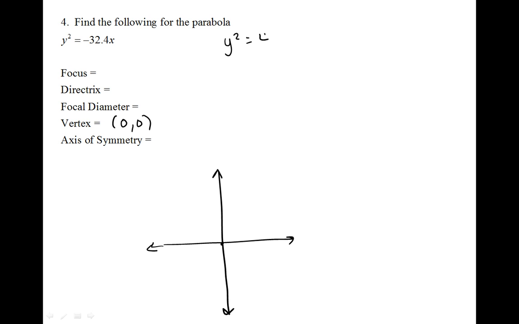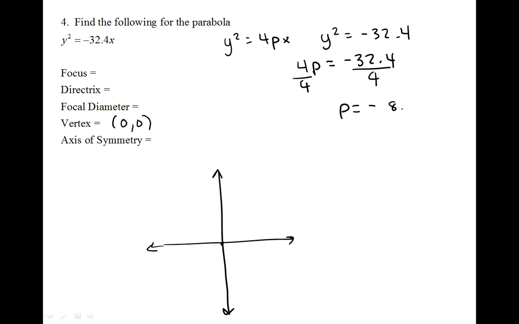y squared equals 4px. And we have y squared equals negative 32.4, which means 4p equals negative 32.4. Divide both sides by 4, which means p equals negative 8.1, which puts your focus over here, which is the point (negative 8.1, 0). That puts your directrix over here. It's going to be that vertical line, x equals the opposite of p, so x equals 8.1.